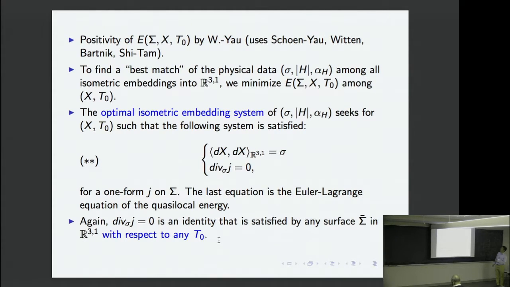And you recall there are actually three equations here. And we get an additional one, which is the Euler-Lagrange equation. So altogether, there are 4 equations for 4 unknowns. I'm going to show you what this J is in the next slide. But when you write down this expression, you can check that this equation here is again an identity with respect to any timelike Killing vector field.